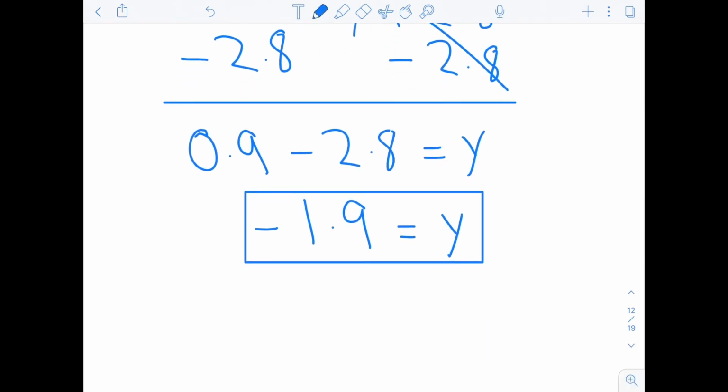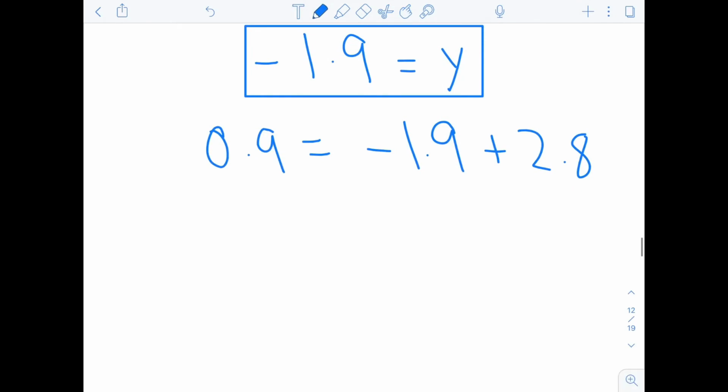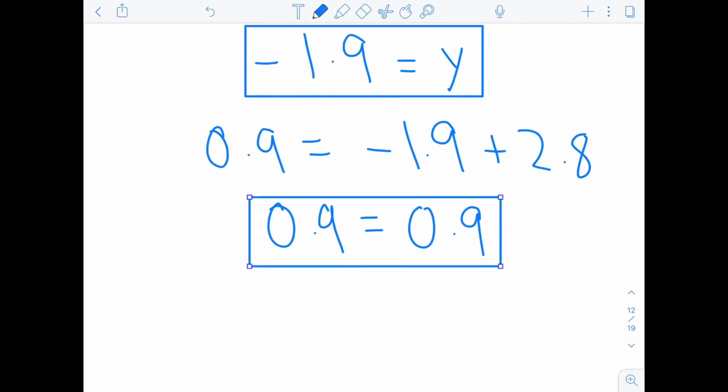So 0.9 equals negative 1.9 plus 2.8. Negative 1.9 plus 2.8 is 0.9. So you're left with 0.9 equals 0.9, which is true. So our solution is correct.